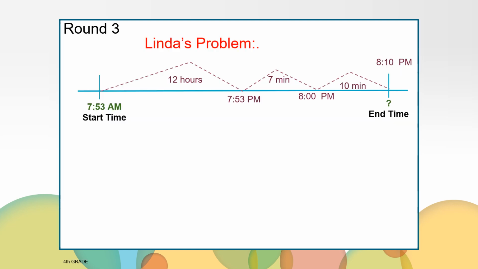On the screen, you can see the number line that Linda used to show her thinking. Can you find the 12 hours and 17 minutes that Linda was on the train on the number line?